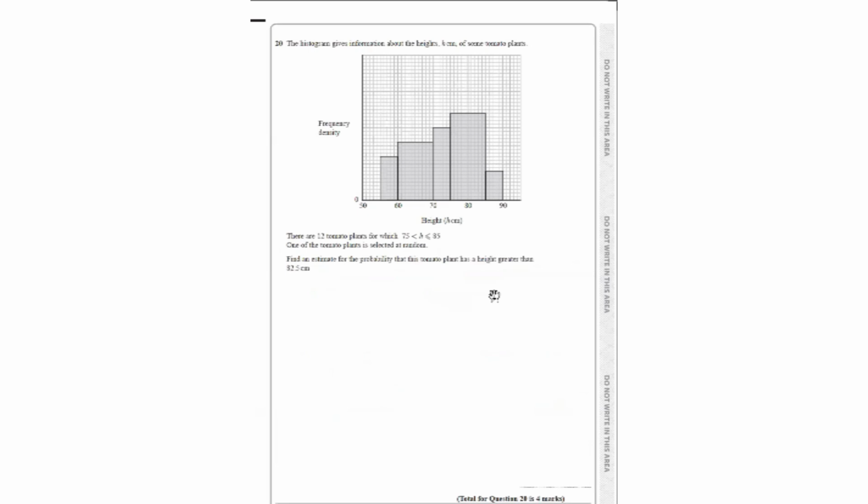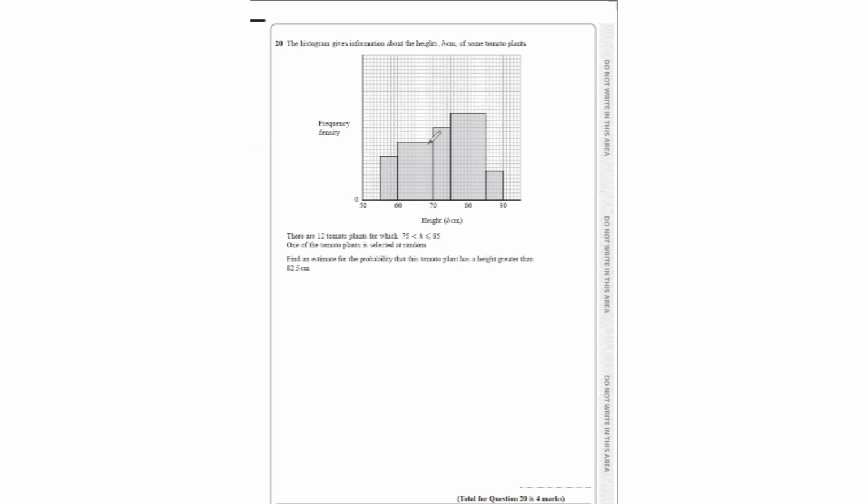Question 20 says the histogram gives information about the heights, in centimeters, of some tomato plants. There are 12 tomato plants of which height is between 75 and 85. One of the tomato plants is selected at random. Find an estimate for the probability that this tomato plant has a height greater than 82.5. Another very scoring question which students easily confuse.